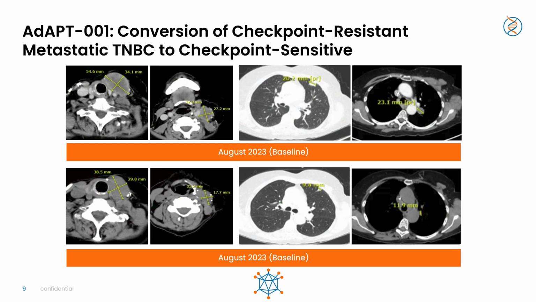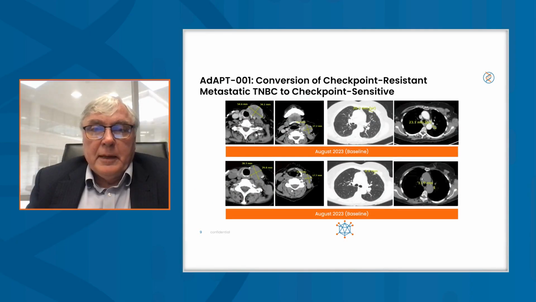66-year-old woman with metastatic triple-negative breast cancer and failure on pembrolizumab and nab-paclitaxel. She started treatment with ADAPT-001 on August 14, 2023, with pembrolizumab added 1 month later, and showed a partial response in both the directly injected neck tumors and in non-injected lung metastases.